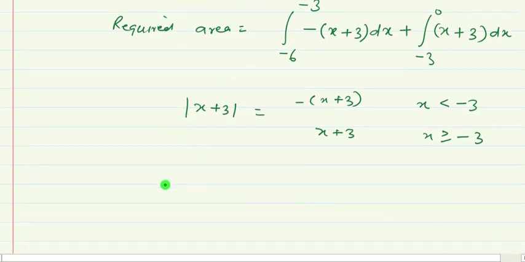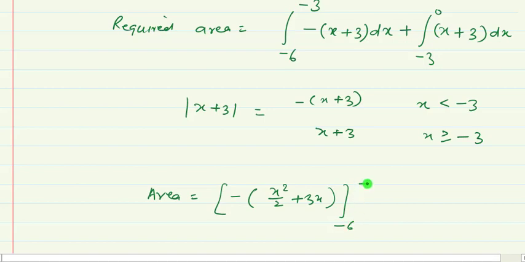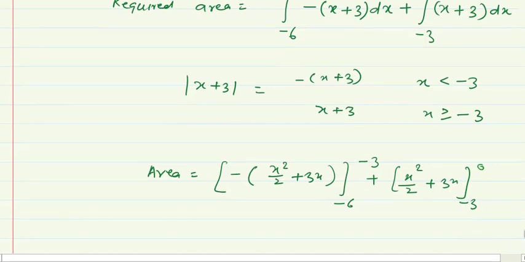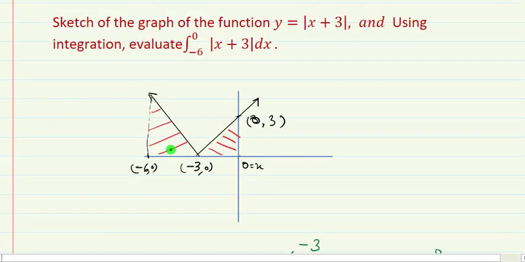So now area can be written as minus, let us take outside, x square upon 2 plus 3x, applying the limits minus 6 to minus 3, plus the second part is again x square upon 2 plus 3x, applying the limits minus 3 to 0. And after all calculations, you will get your result as 9 square units as the area bounded by the given curve, that is y is equal to modulus x plus 3.